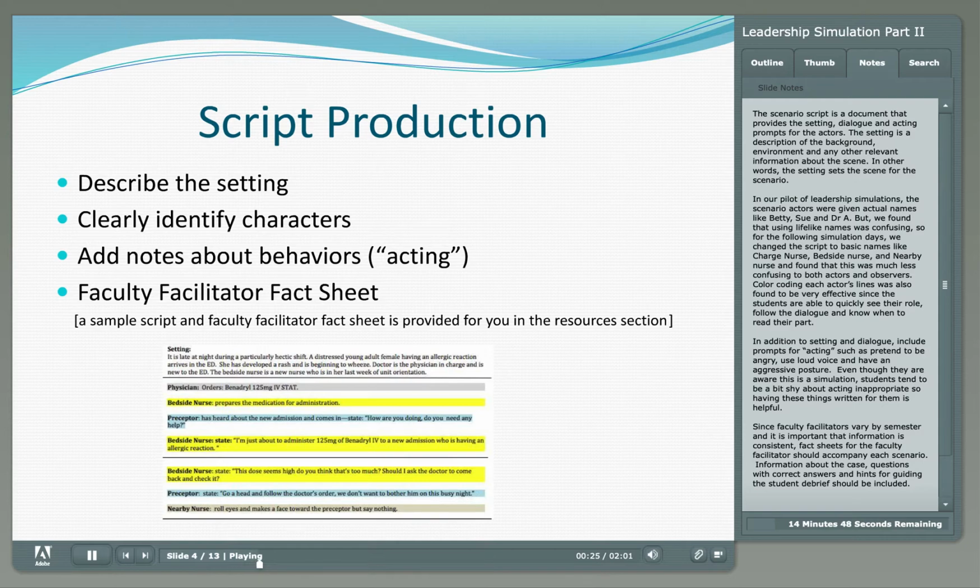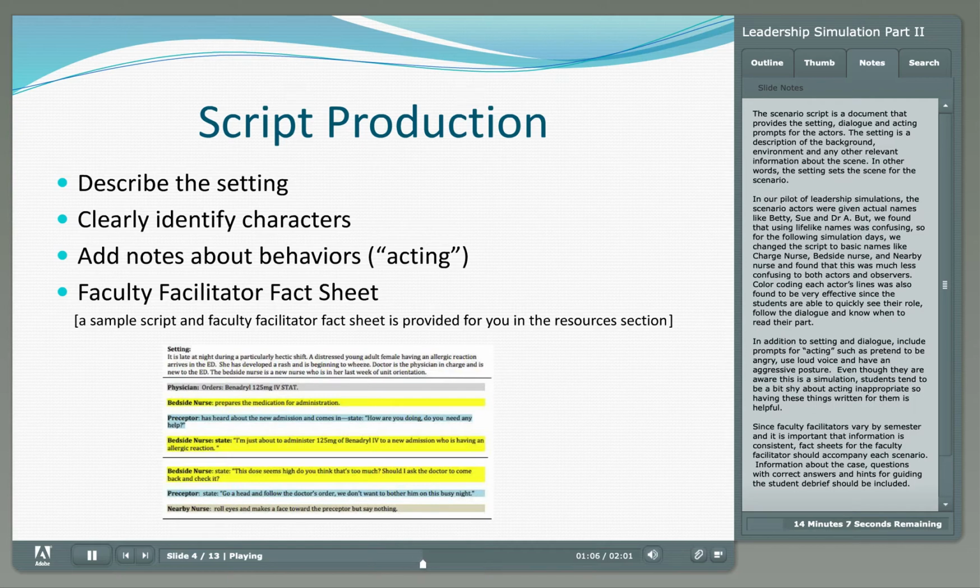In our pilot of leadership simulations, the scenario actors were given actual names like Betty, Sue, and Dr. A. But we found that using lifelike names was confusing. So for the following simulation days, we changed the script to basic names like charge nurse, bedside nurse, nearby nurse, and found that this was much less confusing to both actors and observers. Color coding each actor's lines on the script was also found to be very effective, since the students were able to quickly see their role, follow the dialogue, and know when to read their part.